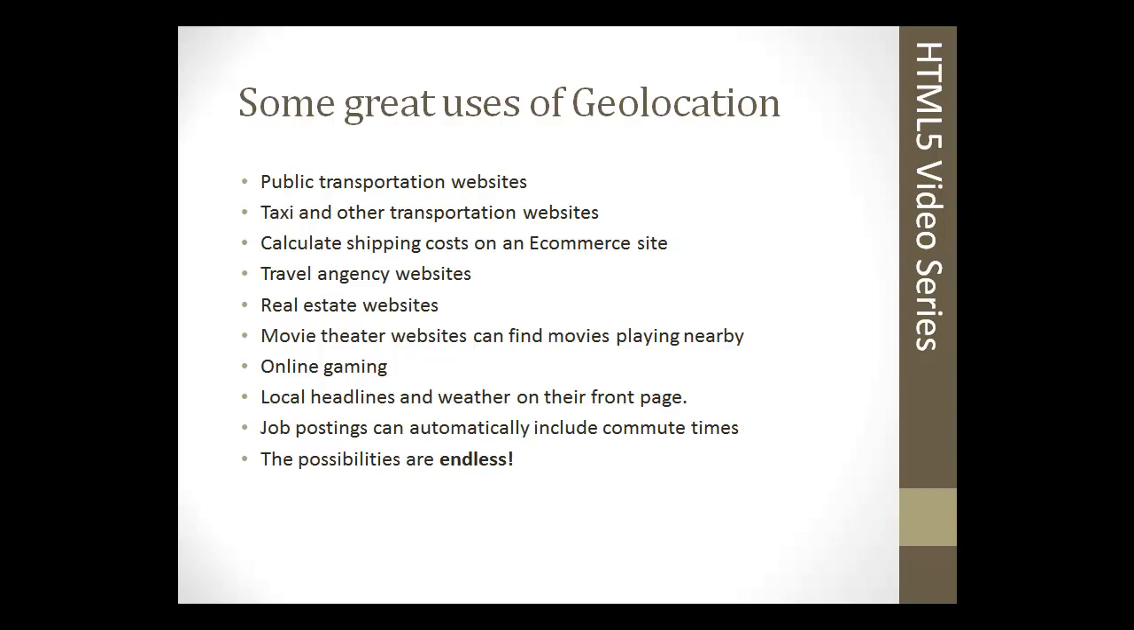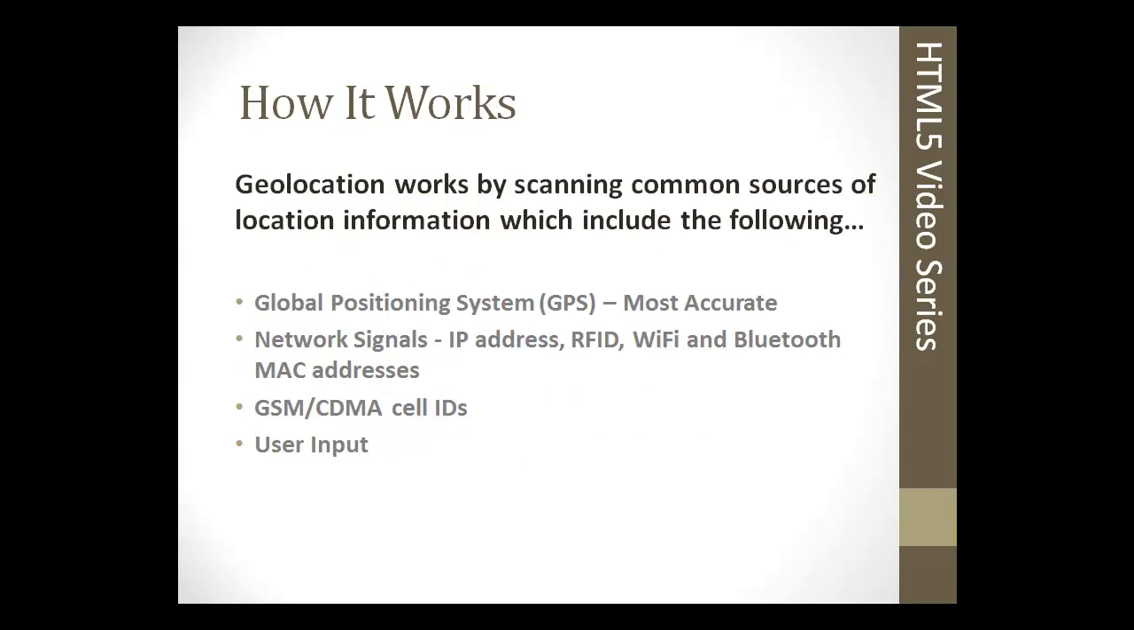Online gaming, local, this is another obvious one, local headlines and weather. Obviously you want the headlines and the weather around where you are, and geolocation allows them to do that automatically without you having to search and input your city or state or so forth. Job postings, and they can automatically include commute times and transportation times. And this is just some of them. I mean, there's endless possibilities, and there's countless number of websites you could use this for. Very, very useful.